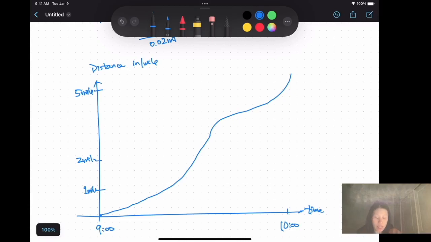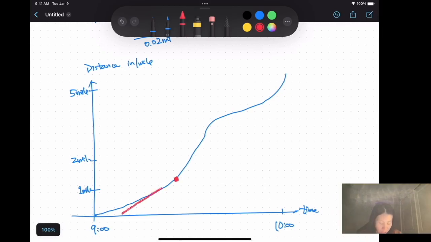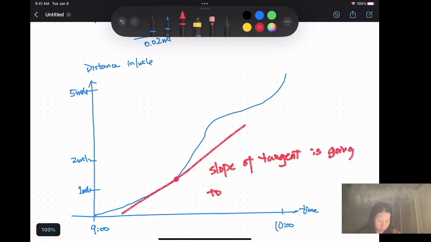So for instantaneous speed, at any given point, you're finding the tangent line at this given point, and then the slope of the tangent line is going to be your instantaneous speed. So what is an instantaneous velocity?